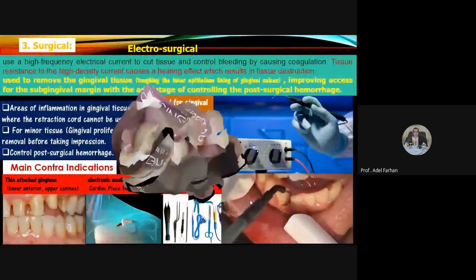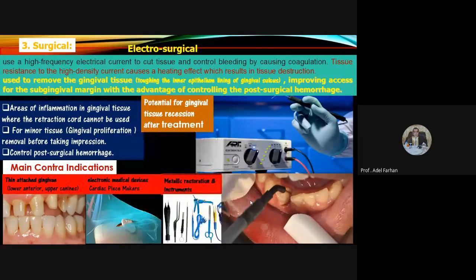The other technique is surgical electrosurgery. Electrosurgery is the use of high frequency electrical current to cut the tissue and control the bleeding. It is used to remove the gingival tissue, improving access for the gingival margin, with the advantage of controlling post-surgical hemorrhage.